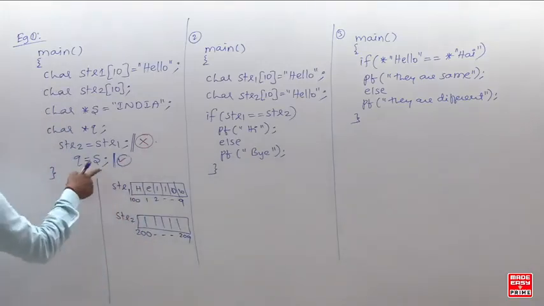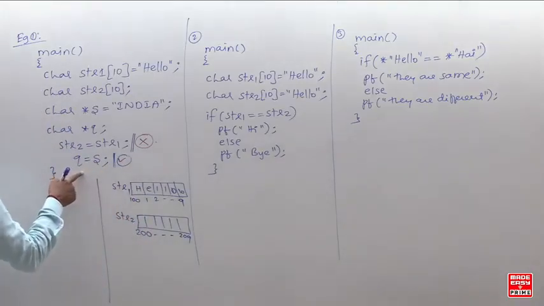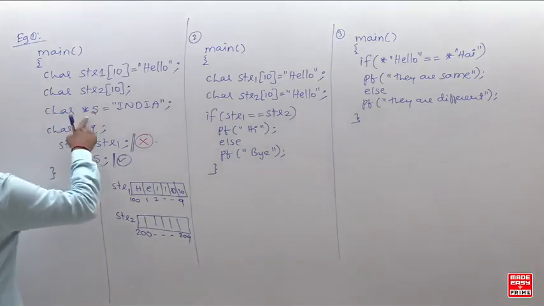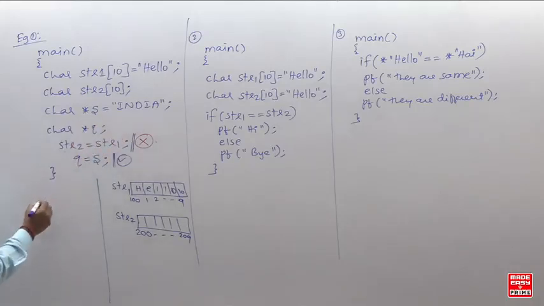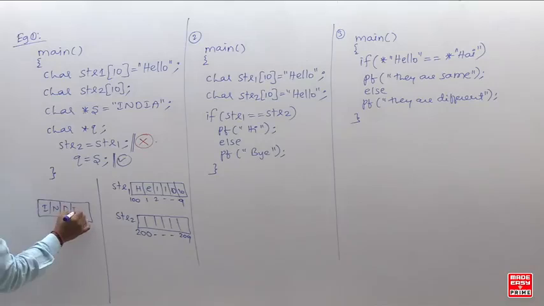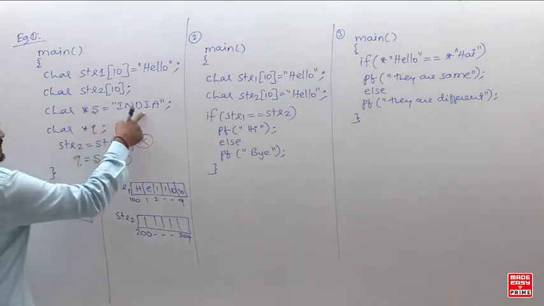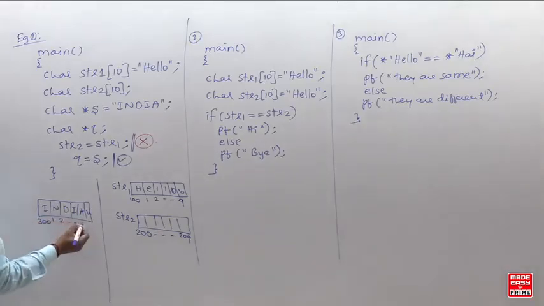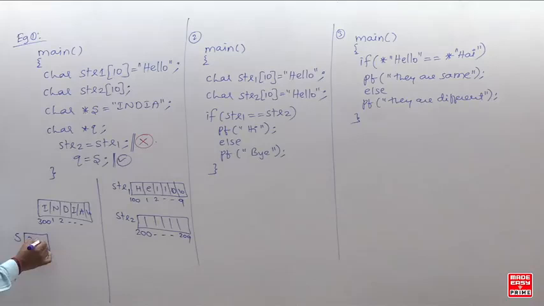Let's copy the diagram. How will the diagram look for this? Just draw this diagram. Character star s is equal to India. Draw the diagram for this. I told that in yesterday's class, right? What is the meaning of this declaration? We are requesting the compiler to allocate memory for the string India, 300, 301, 302 like this. The base address of that is stored in the pointer variable s. That is 300. It is pointing to this.